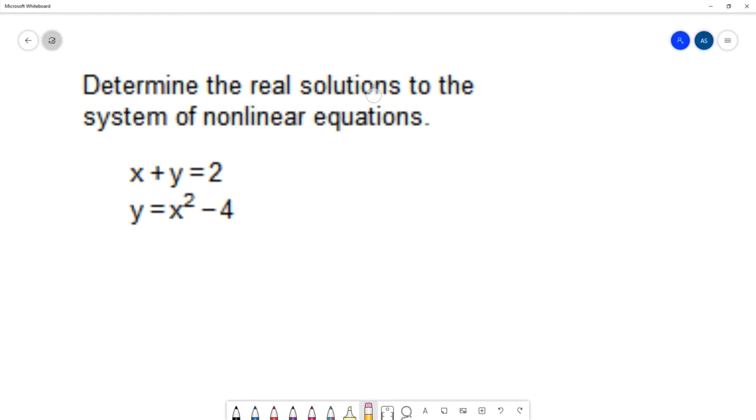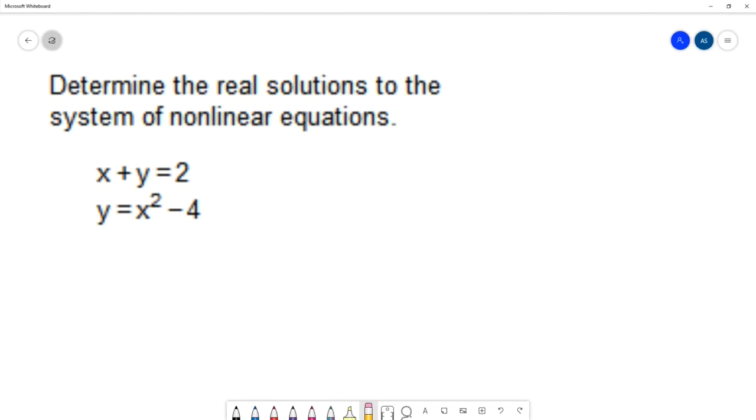Determine the real solutions to the system of nonlinear equations. Our system is x plus y equals 2 and y equals x squared minus 4. So now we want to solve this system.